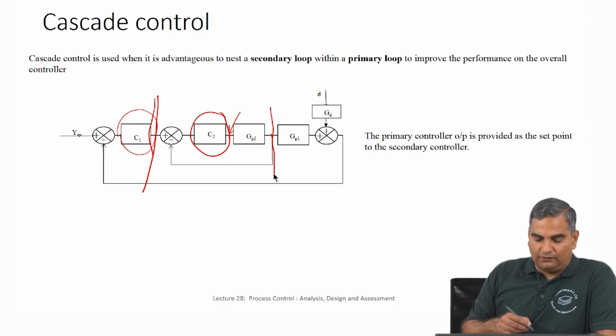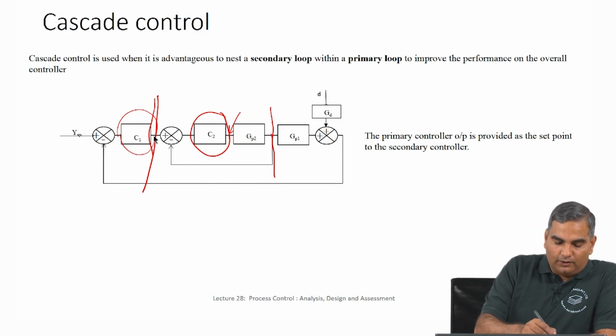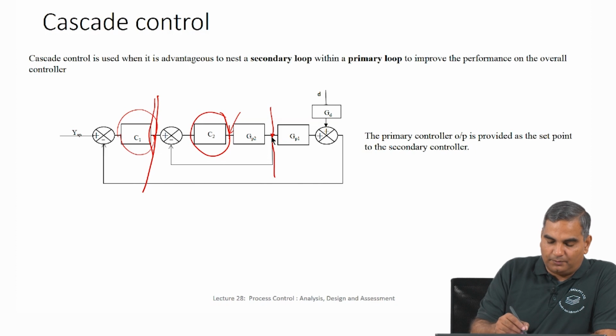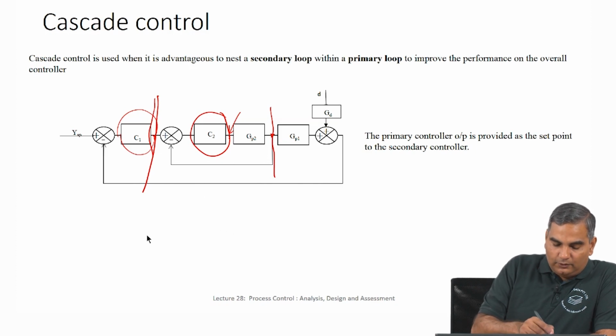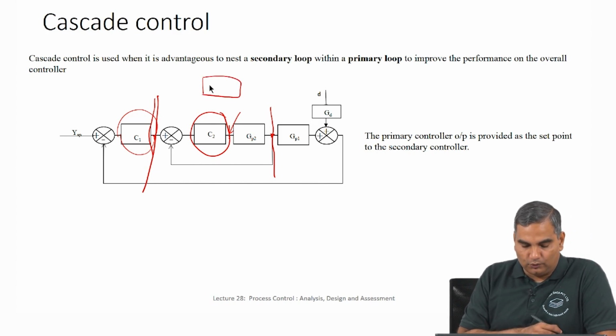If I want to come back to my standard structure of how these control loops look, then what I want to find out is the transfer function between this point and this point. Then I can simply put that transfer function block here and make it look like my standard closed loop block.